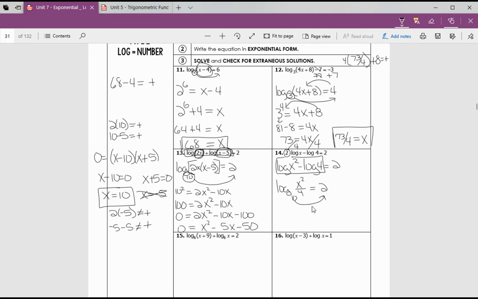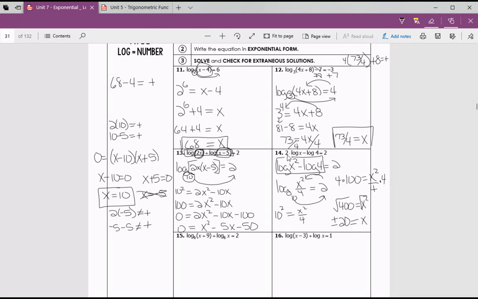So grab your base. 10 squared is going to equal this fraction, x squared over 4. That gives me 100 equals x squared over 4. If I multiply both sides by 4, that gives me 400 equals x squared. I can use the square root property and get x equals plus or minus 20. The square root of 400 is 20. So I have two answers.